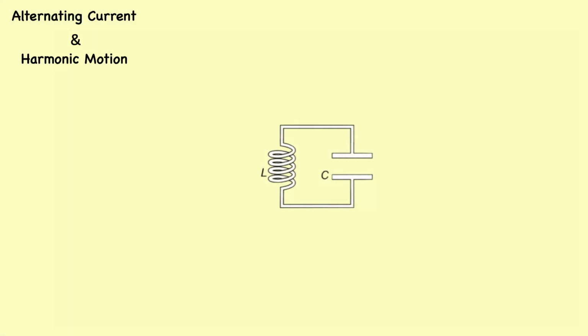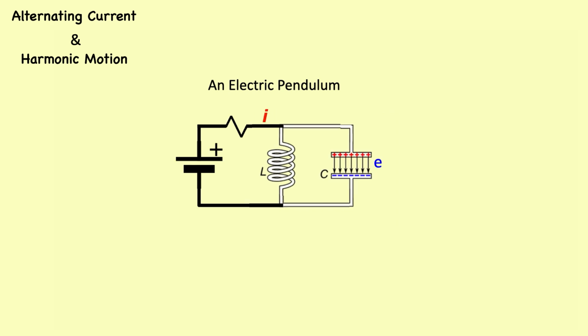Let's consider an inductor and capacitor in parallel. This circuit is known as an electrical pendulum. In order to see how it works and why it is called a pendulum, I'm going to apply a DC source to this parallel circuit.